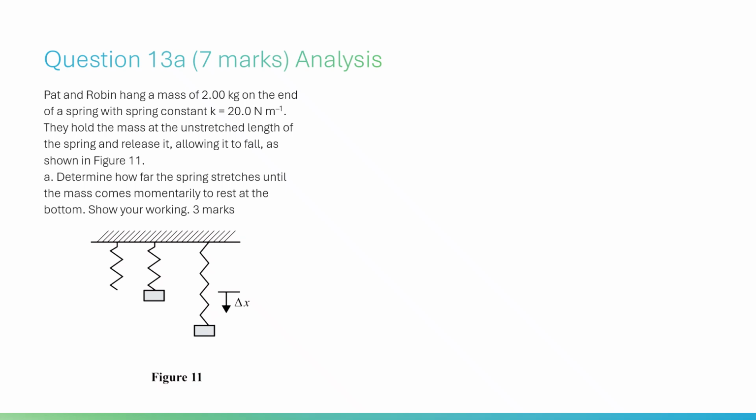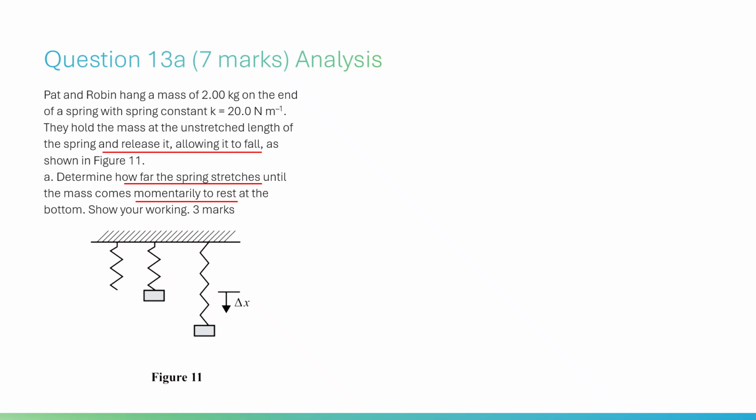This question is a high-scoring 3-mark question that separates the top-tier physics students from the rest. The question asks us to find how far a spring stretches, x, when a hanging mass is released from an unstretched position and comes momentarily to rest at the bottom.